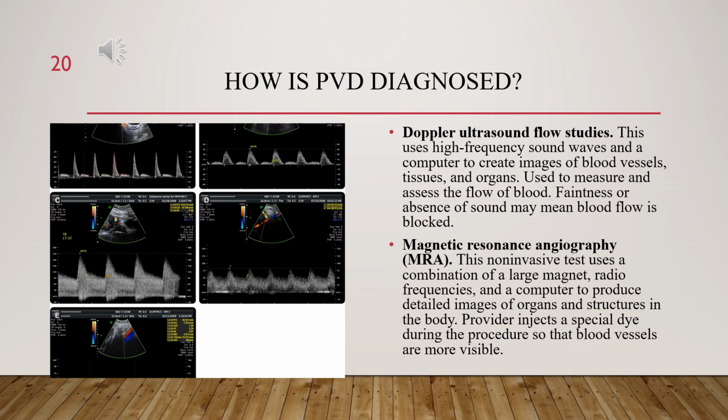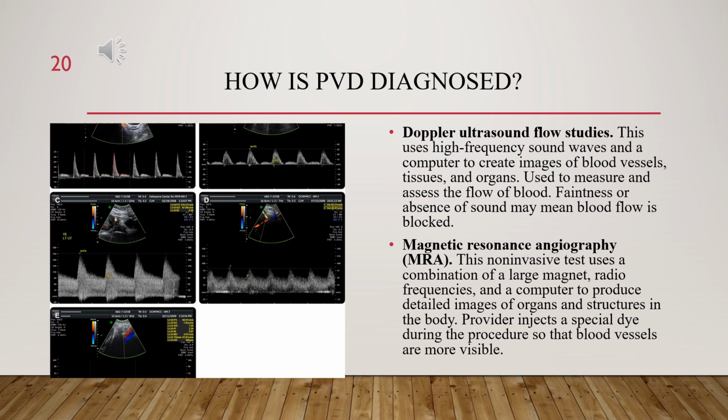Some other ways to diagnose PVD, you can use a Doppler ultrasound. So this uses high frequency sound waves in a computer to generate images of the blood vessels and tissues and organs, and it's used to measure the absence of flow of blood. So faintness or absence of sound may mean blood flow is blocked.